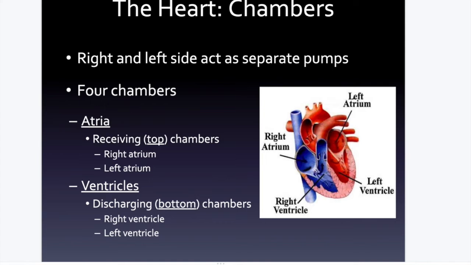So the top chambers are the receiving chambers of the heart. They're going to take blood into them from blood vessels that is either returning from the body if it's the right atrium, or from the lungs if it's the left atrium. And then the ventricles are referred to as discharging chambers because they're going to be pumping blood out of the heart to the lungs if it's from the right ventricle, or to the body if it's from the left ventricle.